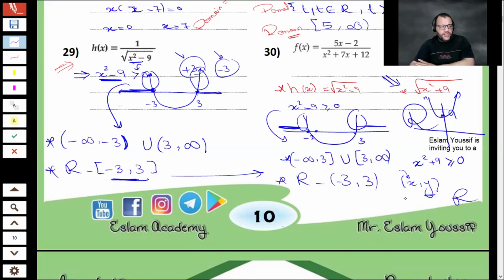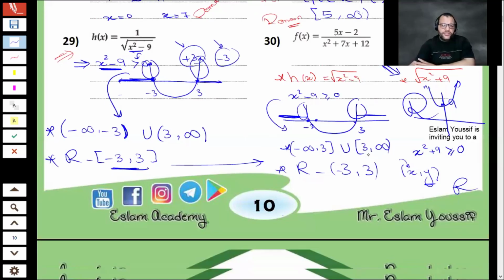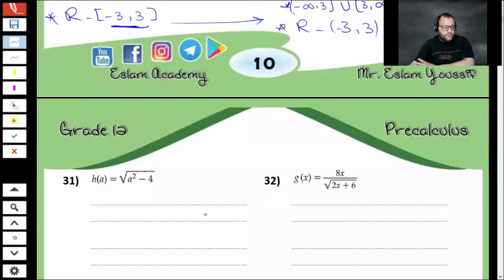Okay. You got the idea for this one? What about imaginary numbers? They're not included. You are solving in real numbers. Domain and range are in real numbers, not imaginary numbers.